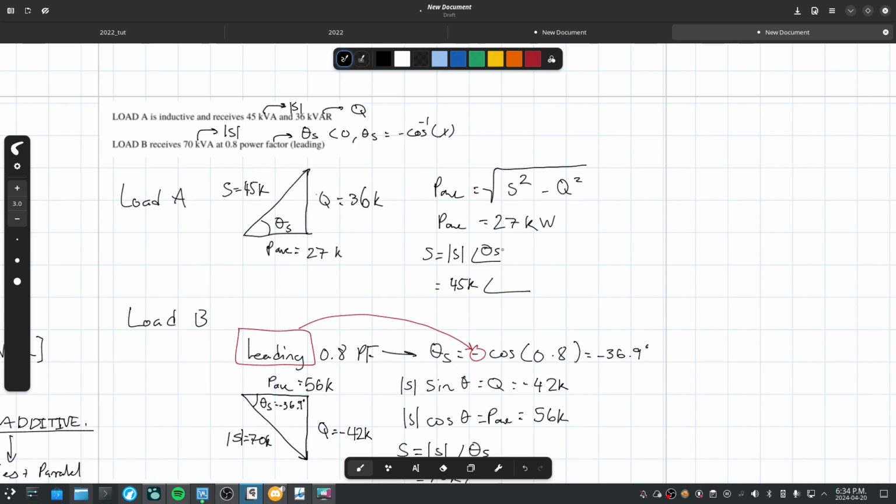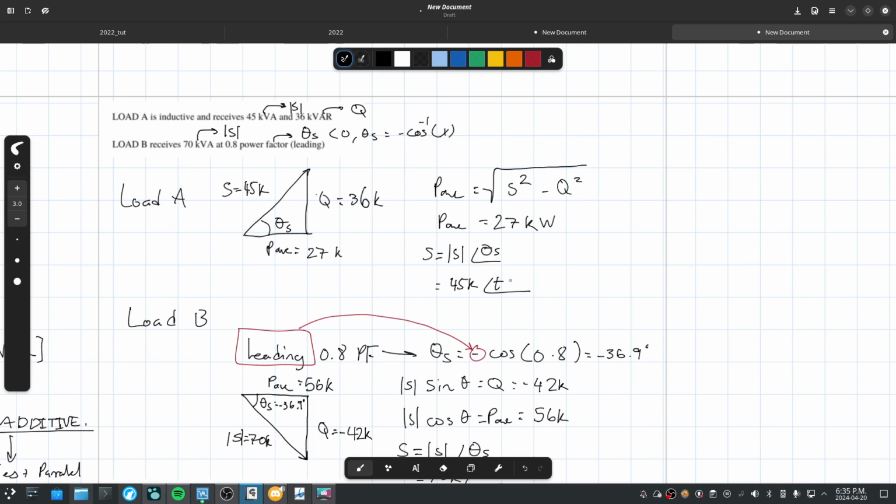It's a triangle. So in this scenario, we're given both magnitudes of S. Again, kVA or VA is the magnitude, or apparent power. So we're given them. But otherwise, again, it's a triangle. If you're given the average power and the reactive power, it's a triangle. What's the name? Pythagorean theorem. You can use that.